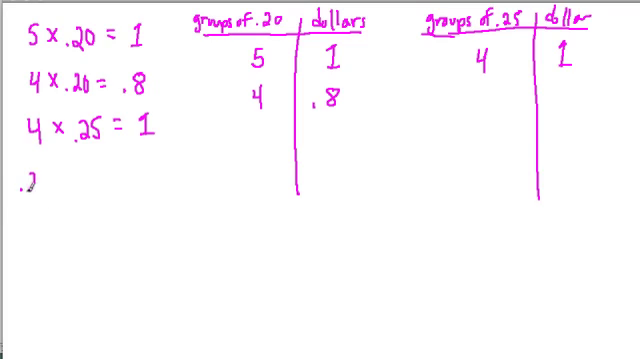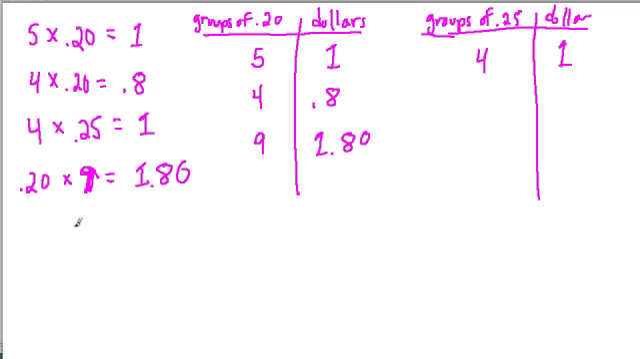And now if I have a problem like this, well, if I have 9 groups of 20 cents, wouldn't that just be the sum of 5 and 4? 9 groups would be $1.80, and you can think of it that way. You use this ratio table to help you out. So 9 groups of 20 cents gives me $1.80.